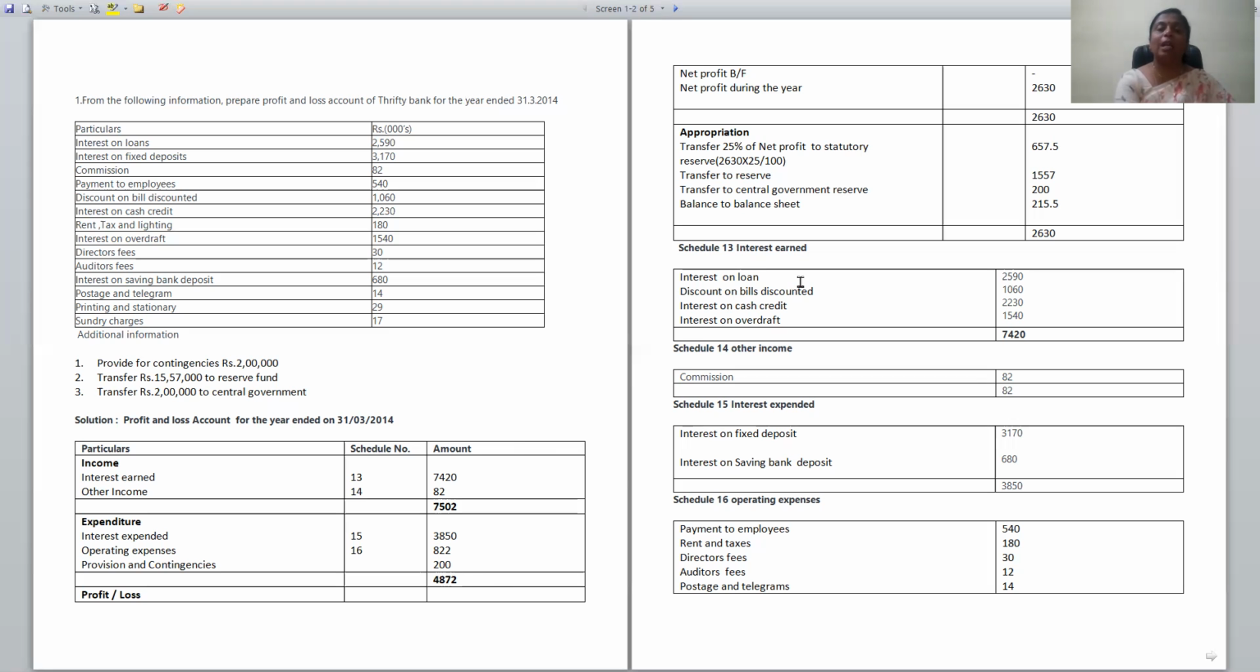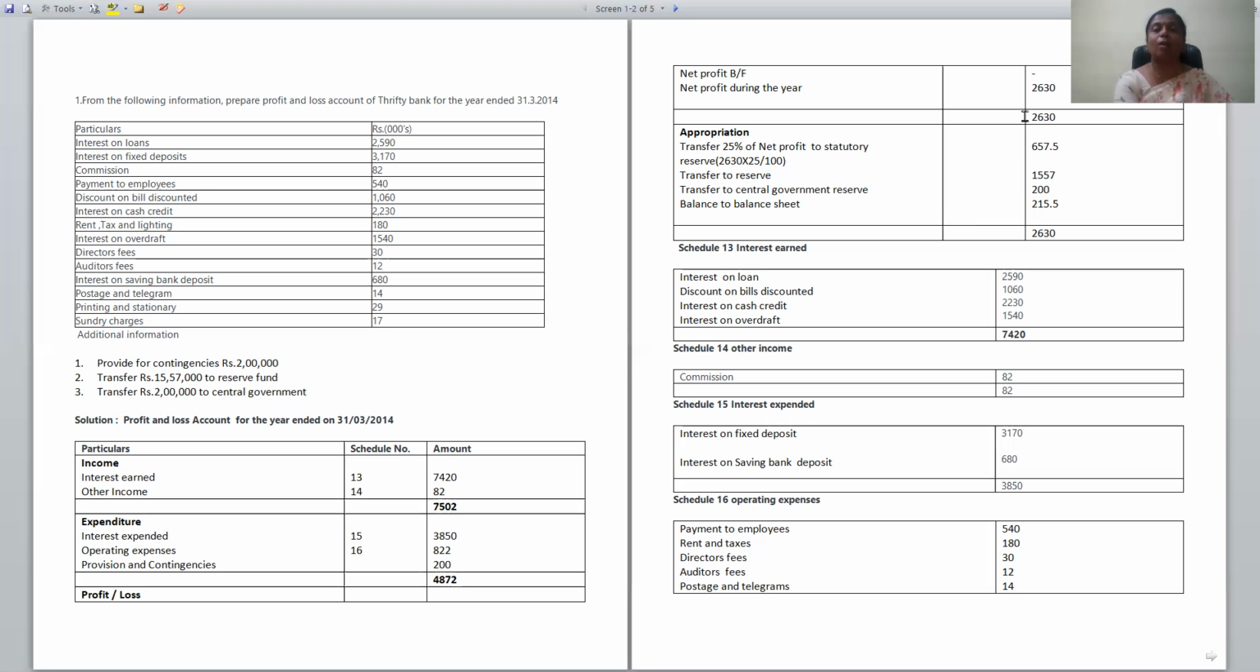Next, apart from that, we have to check what is the profit during the year. We don't have any kind of profit reflecting from the previous year in the question. So check your current year profit. How are we going to check the current year profit? It is your total income minus your total expenses. So 7,502 minus 4,872, we will get 2,630.